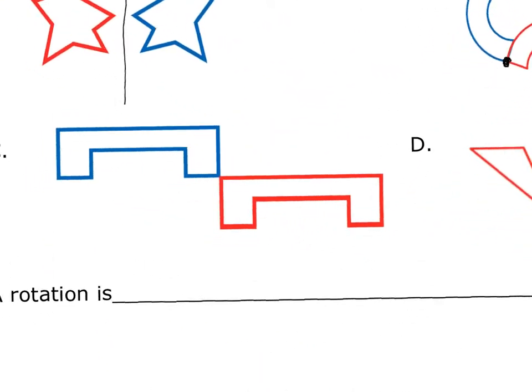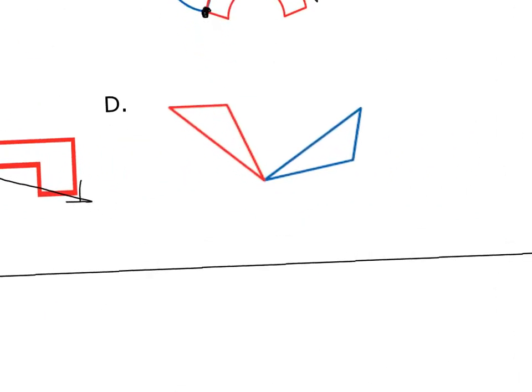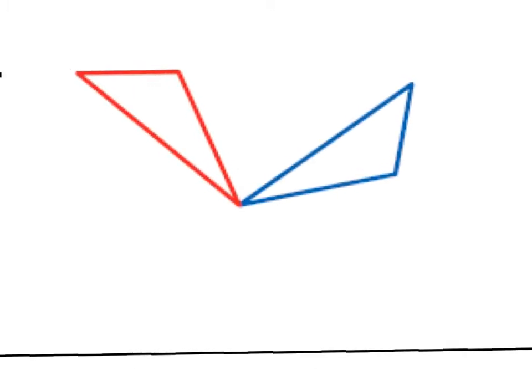Hey, this guy is going to be a translation because you can slide this blue shape over and he lands right on top of the red shape. So no, this is not a rotation, this is a translation. Okay, on this one, you have a common point right here, and you could rotate this blue shape or this red shape all the way around to land on the blue shape. So this would be a rotation.